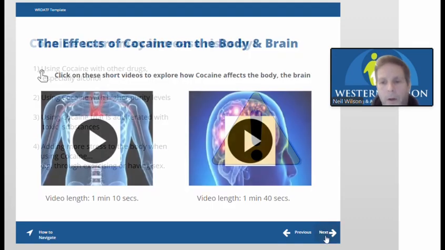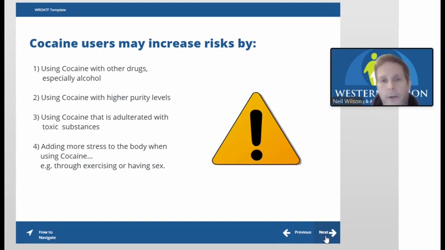So if we move on, we can look at some of those increased risk factors. One is certainly the combination with other drugs, and in particular alcohol we'll look at in a moment. If the cocaine is of a higher purity level, then that has more effect on the body, although it's also true that whatever purity level the cocaine is at, there might well be other toxic substances mixed in there, and those too will have their effects. More pressure is put on the body if a person is choosing to have sex while using cocaine, or exercising or anything else like that.